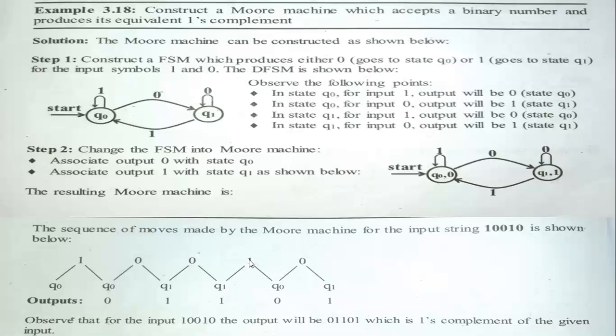Then Q1 on receiving 1 transfers to Q0. Change of state. Q0 is projecting output 0, so 1 complement 0 we get. At last we have a 0, which is sent back to Q1, and the associated output is 1. So for the input 10010, using this Moore machine, we can generate the output 01101. That is the complete complement of this binary pattern.